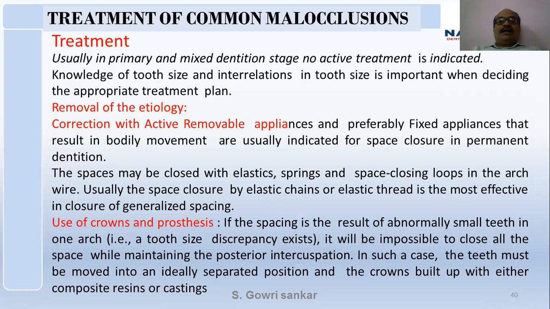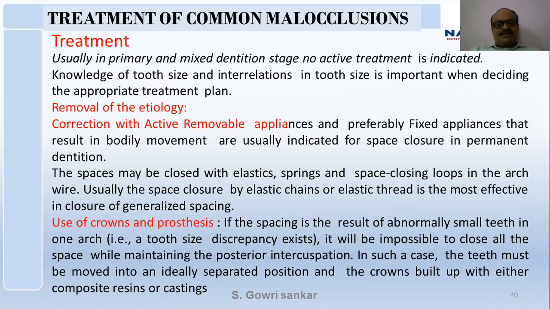So usually, an appropriate treatment plan in primary and mixed dentition is not done for generalized spacings, only removal of the etiology until we come to the permanent dentition. In mixed dentition, you try to remove the habits. If the patient is having abnormal habits, try to remove them, and correct with active removable appliances. And usually when generalized spacing is present, it is preferable to use a fixed appliance because it brings about bodily movement, and it is usually indicated in permanent dentition.